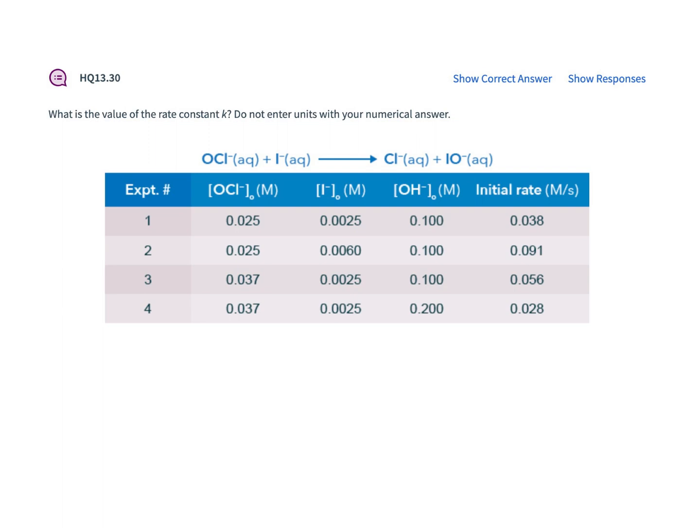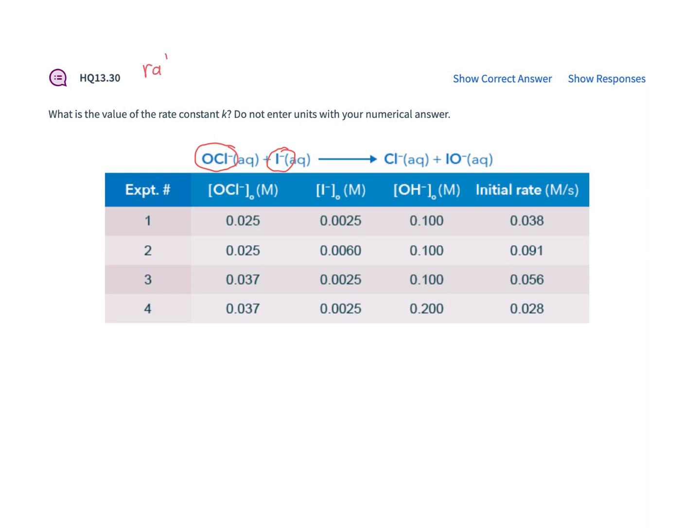For question 30 from the homework, we're asked the value of the rate constant K for the following reaction: hypochlorite reacting with iodide to form chloride and hypoiodate. In the previous two questions, you found part of the rate law. You found the rate law with respect to hypochlorite and iodide in the reaction.